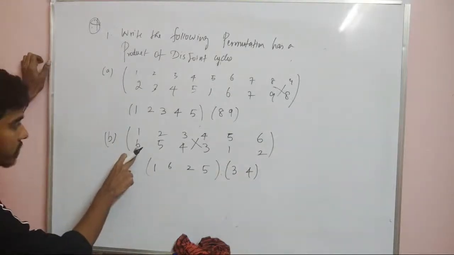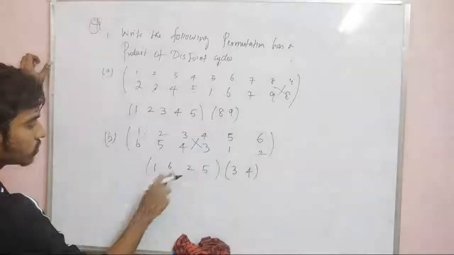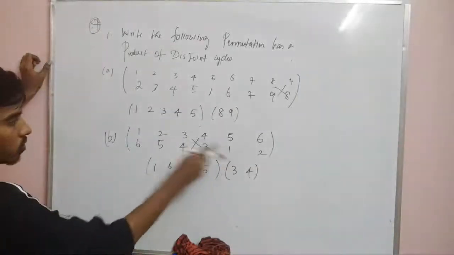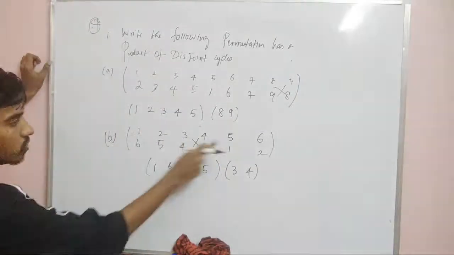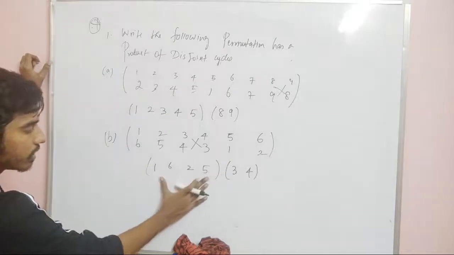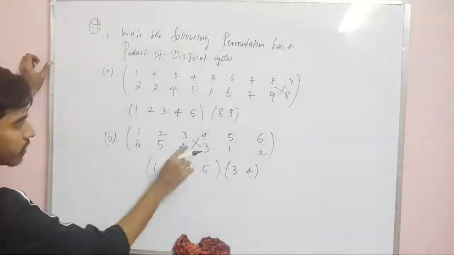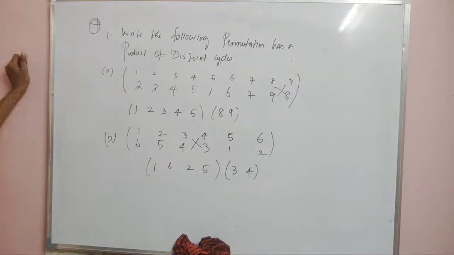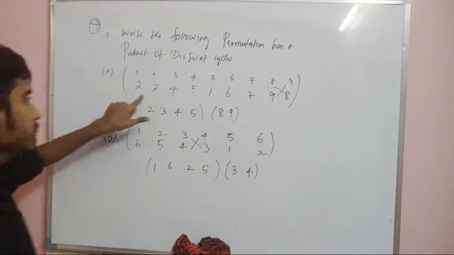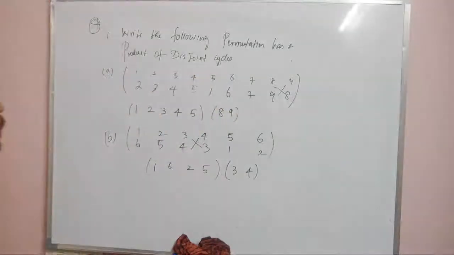Start with 1. 1 goes to 6, 6 goes to 2, that means (1 6 2). 2 goes to 5, 5 goes to 1 again, so just close the cycle. Now you go for another cycle. You can see 3 and 4 are reversed, therefore (3 4). That's it. So we can represent any permutation as a product of disjoint cycles.